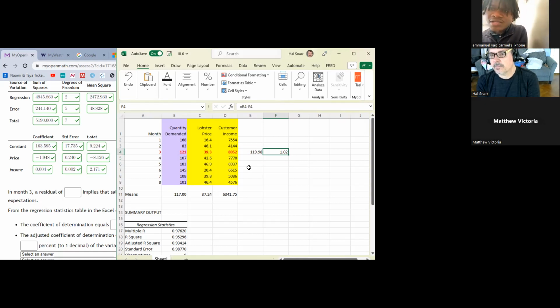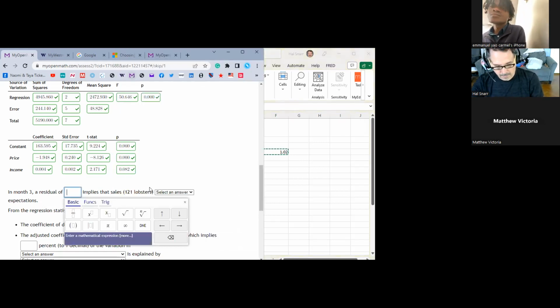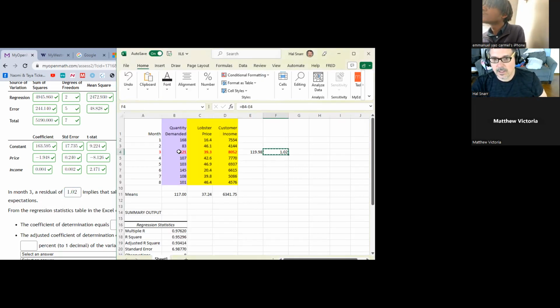But mine is negative. Yeah, because your predicted value is bigger than your observed value, right? Sometimes your prediction is below what it should be, and sometimes your predicted value is greater than what it should be, right? We're making predictions, and when you make predictions, you make errors. So my residual is 1.02. A residual of 1.02 implies that sales, the ones I observed, 121, is what?